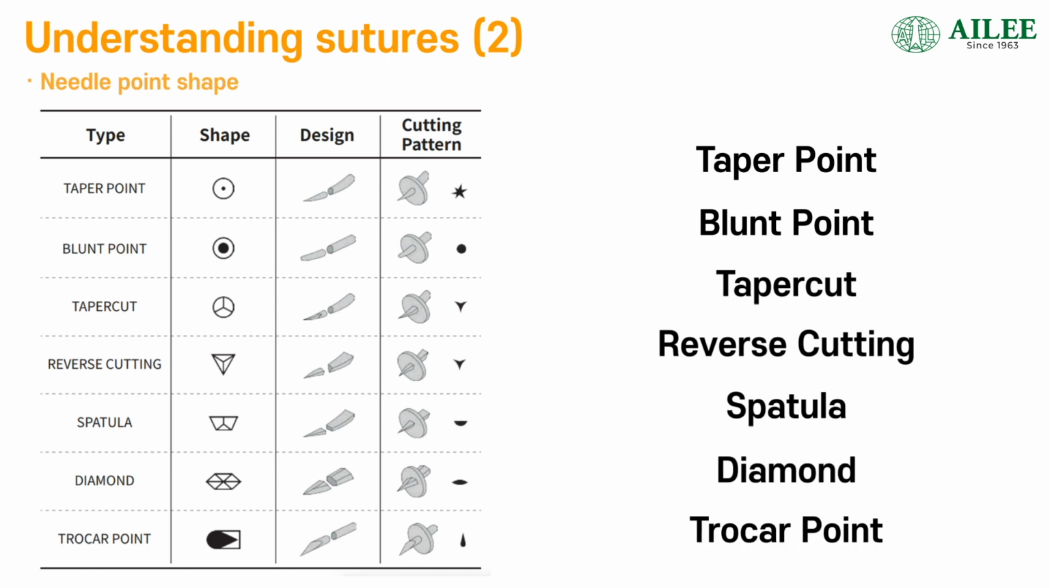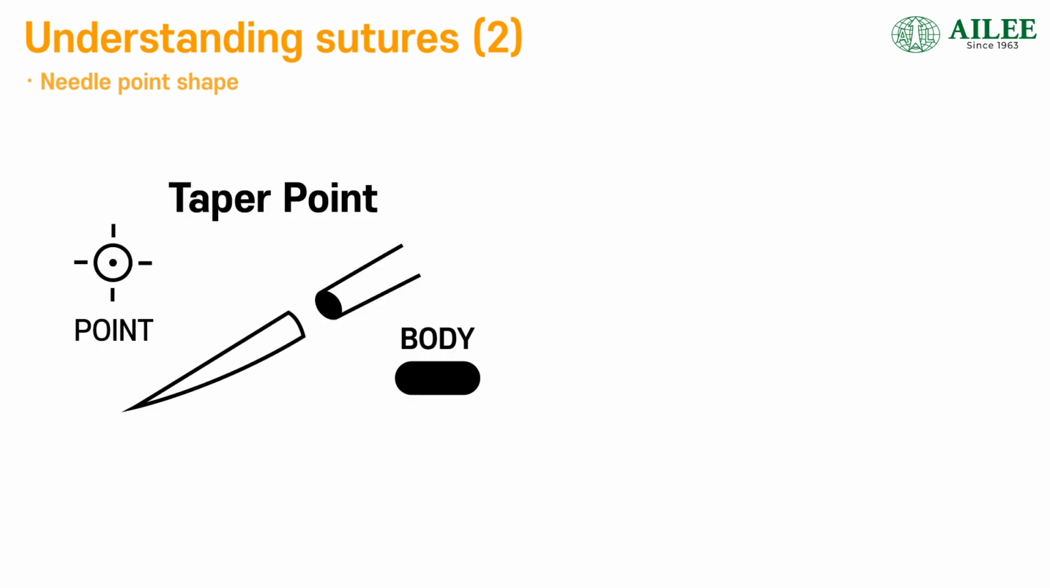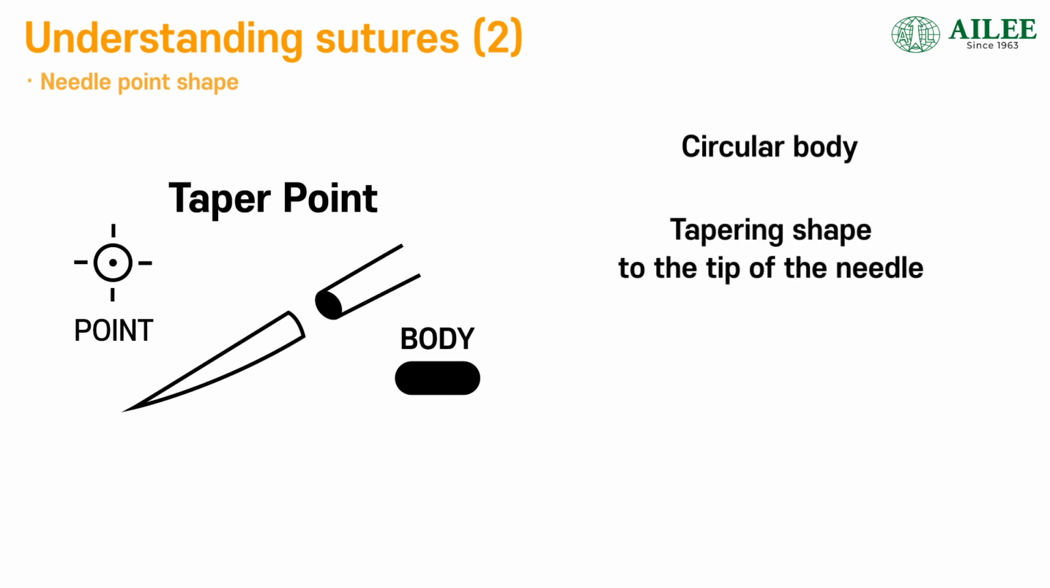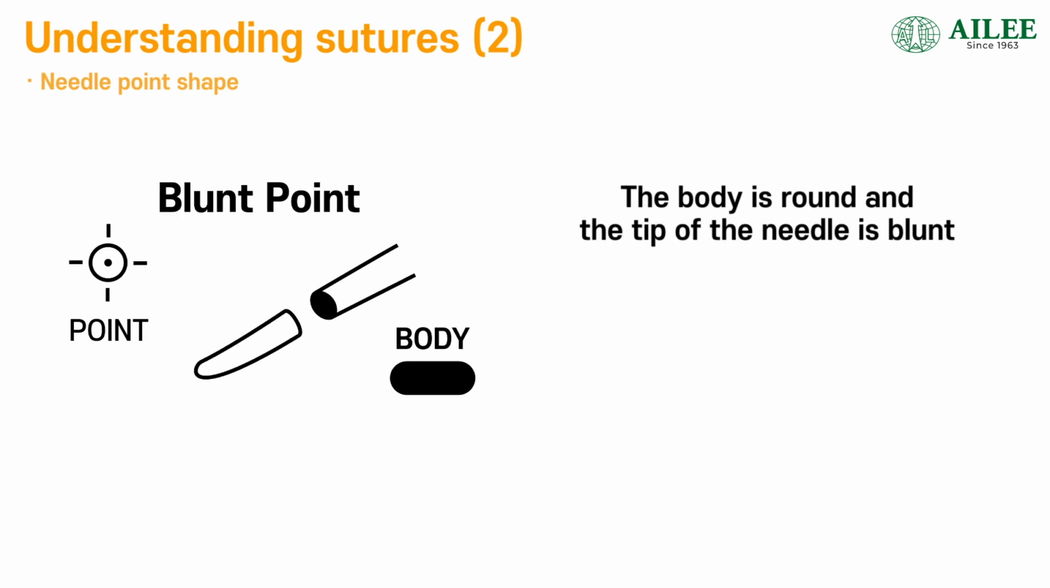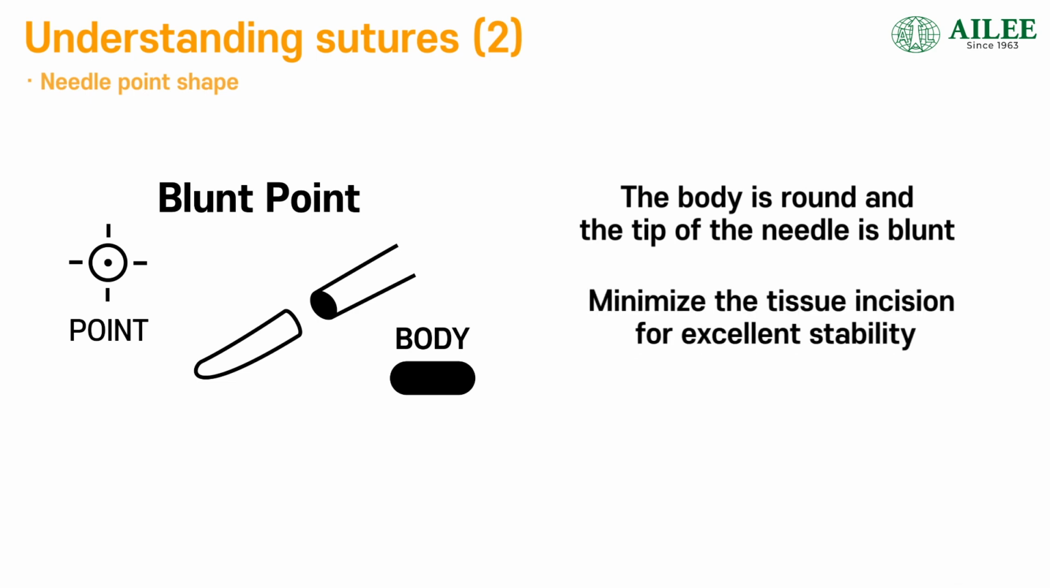Let's have a look at the characteristics of point shapes. A taper point is a needle that is generally used with a circular body, but a tapering shape to the tip of the needle. It is mainly used in the peritoneum, abdominal organs, myocardium, dura mater, subcutaneous tissue, muscle layer, digestive tract, nerves. Blunt point is a needle with a round body and a blunt tip. It minimizes the tissue incision and provides excellent stability. It is mainly used to suture parts with a lot of blood vessels, such as the liver and kidneys.